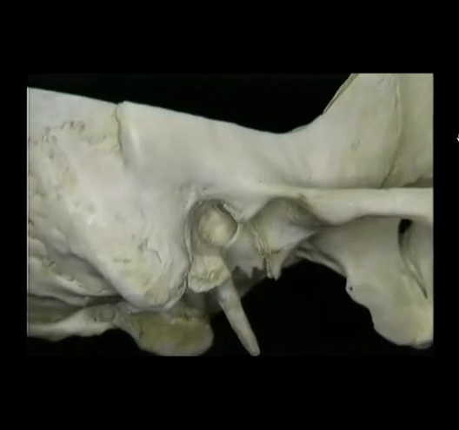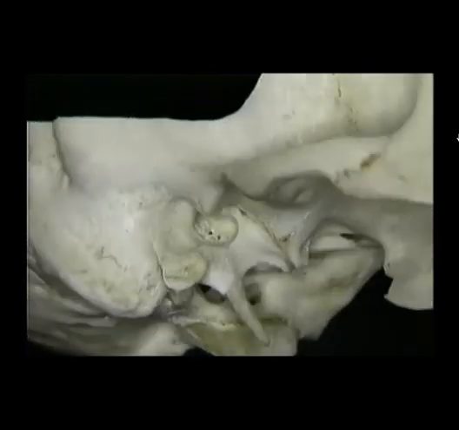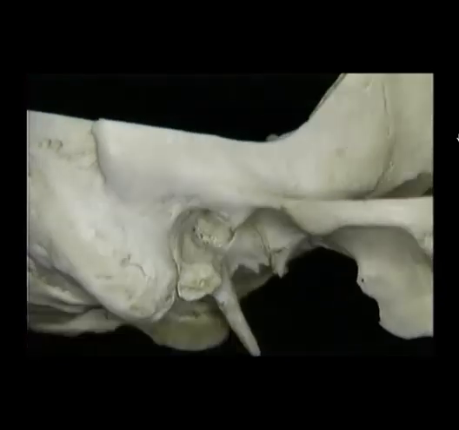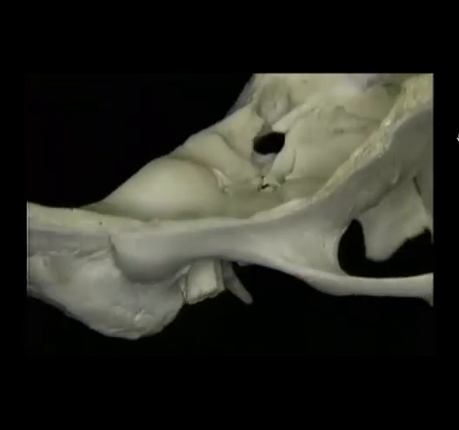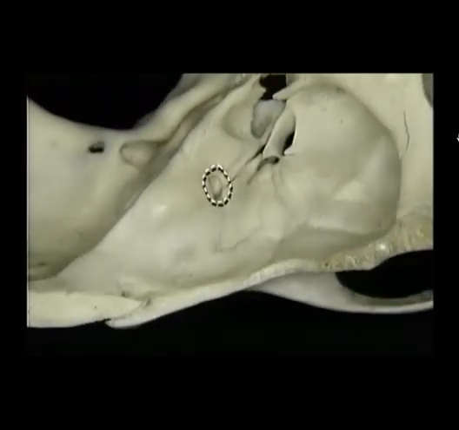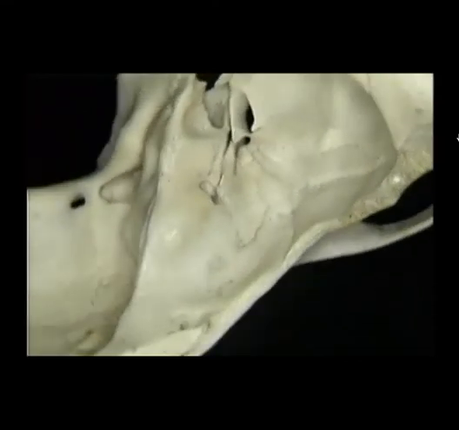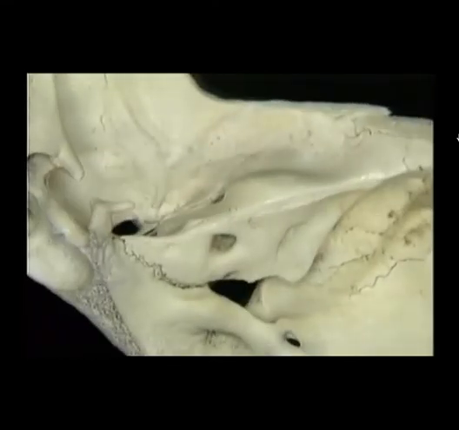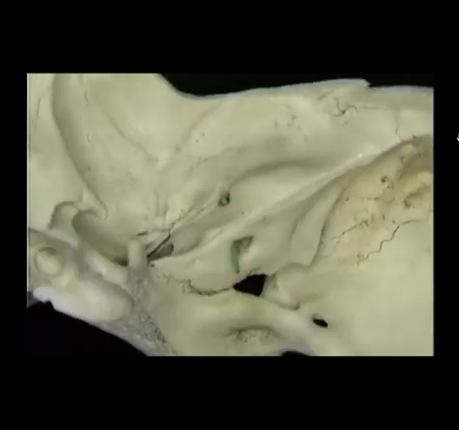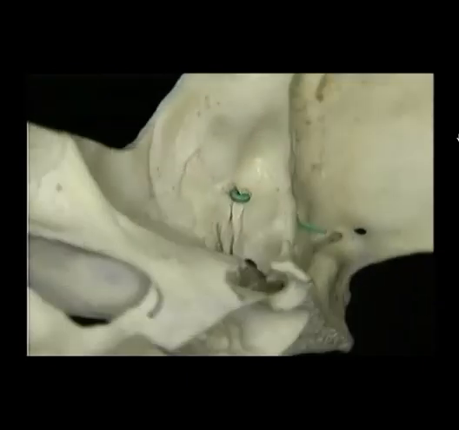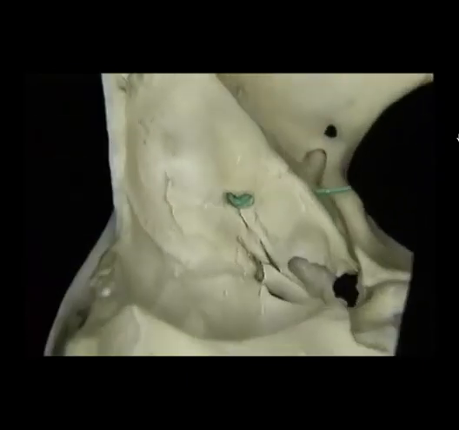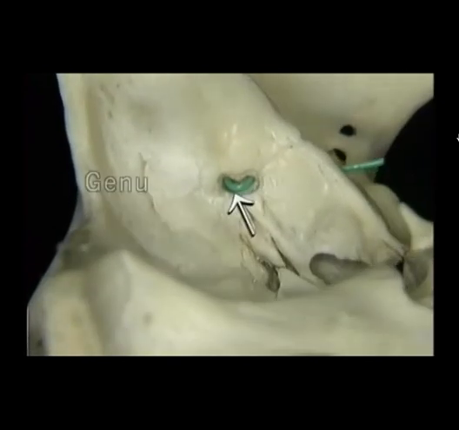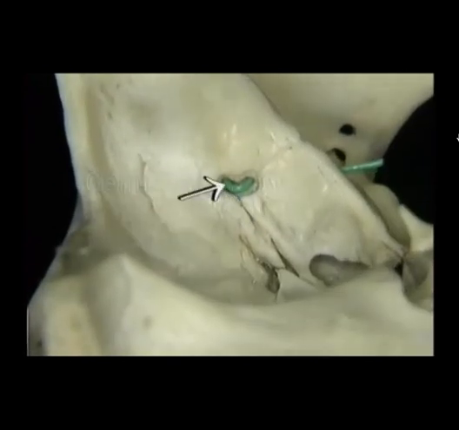To get a view of its course, we'll remove the front wall of the external auditory meatus along this line. We have also cut open a small part of the petrous temporal bone here. To represent the facial nerve, we'll add this green wire to the picture. Entering its canal, the facial nerve passes forward briefly and then makes this abrupt U-turn called the genu and passes backward.